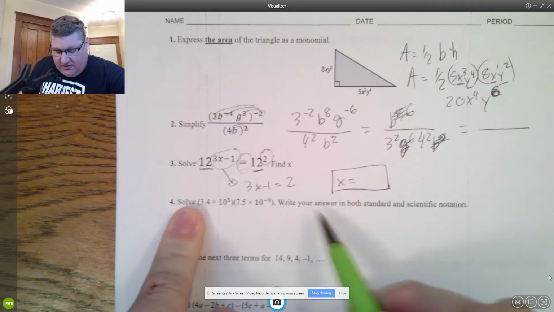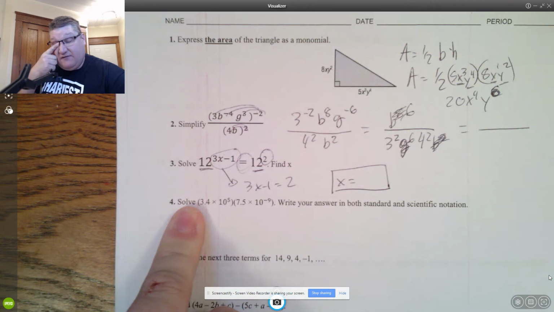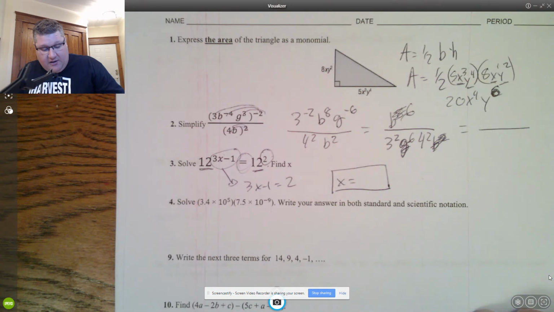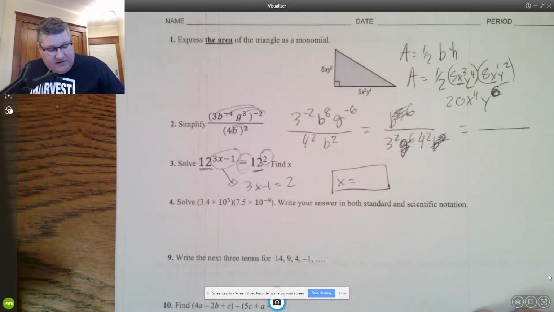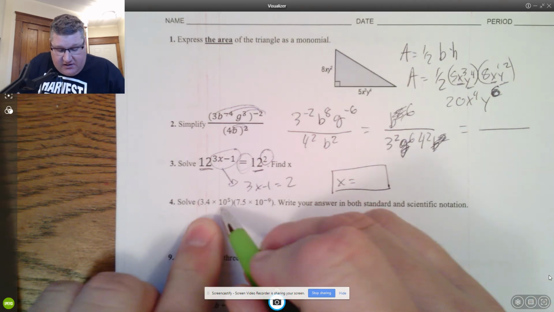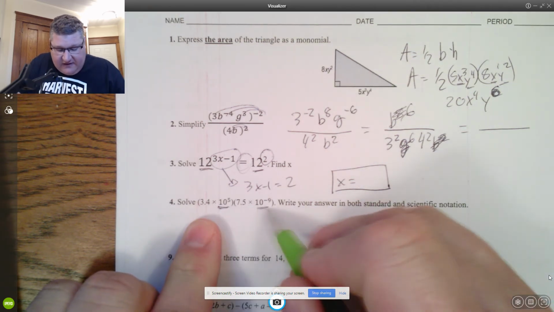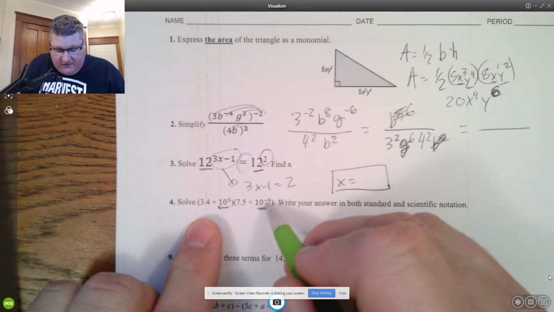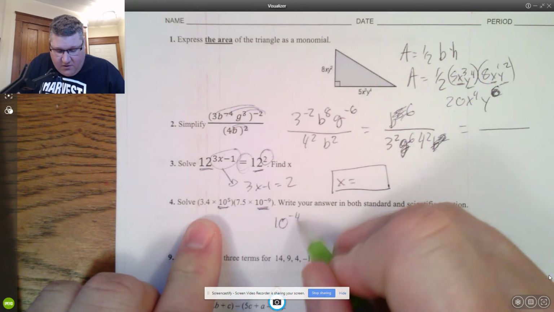Now, down here, write your answer in both standard and scientific notation. Now, standard notation is going to be multiply it all out, long form. Scientific notation means it's going to be in terms of something times 10 to the whatever. Now, I have 10 to the 5th and 10 to the negative 9. 5 minus 9 is 10 to the negative 4.